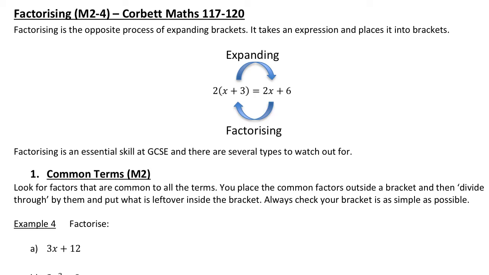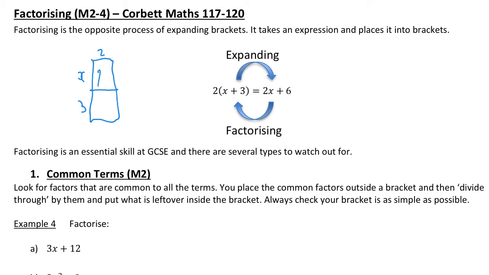Factorising. Factorising is the opposite process of expanding brackets. It takes an expression and places it into brackets. So one of the ways we talked about expanding brackets was to use a grid method. So if we have 2 on the outside and x and 3 down the side, we know to expand the brackets, we find the area of each square.